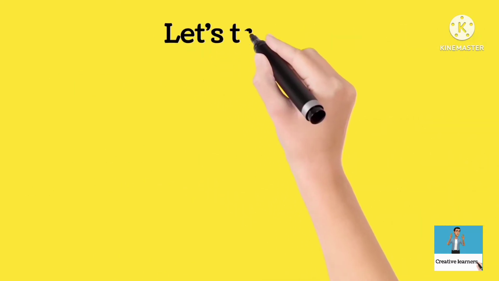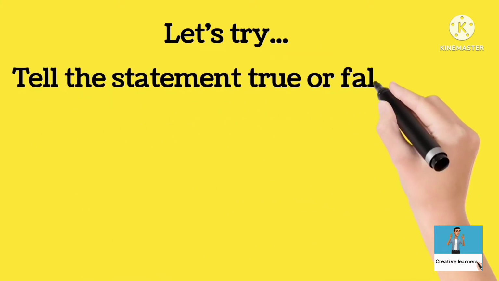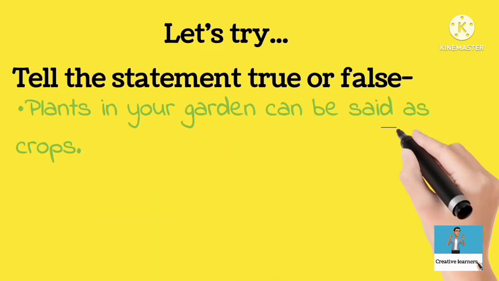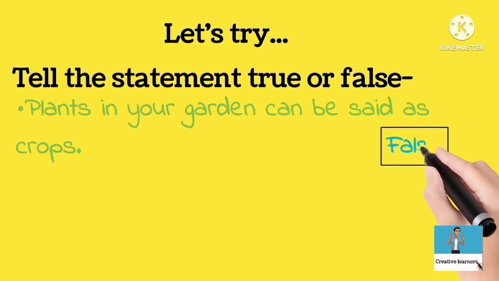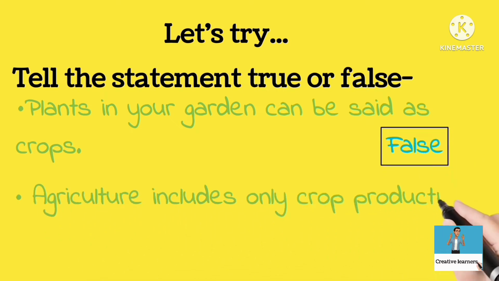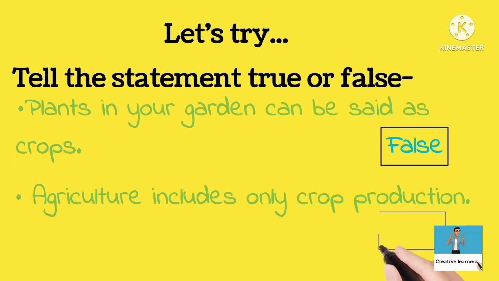Let's practice what we studied. True or false statement of the following. Plants in your garden can be said to be crops. No, because we neither grow them on a large scale nor are all the plants of the same type. So here our answer will be false. Our next question is, agriculture includes only crop production? No, as we have studied, agriculture includes both crop production and rearing of animals. Here our answer will be false.